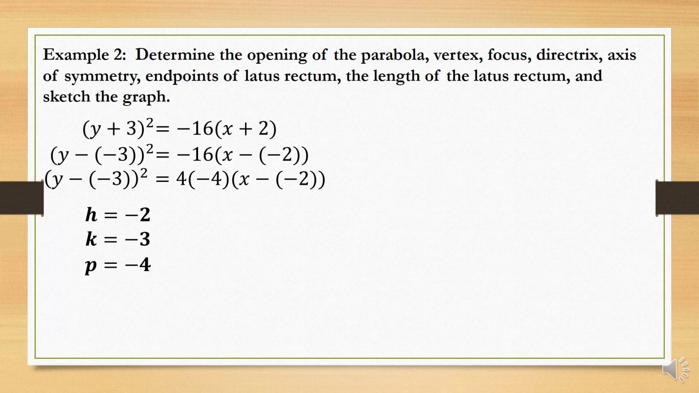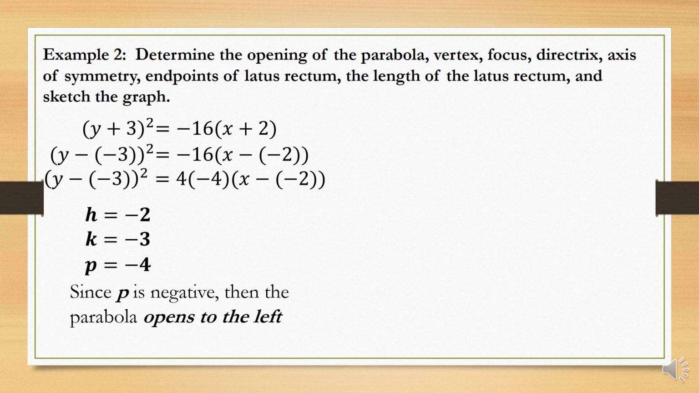Since you already know the values of h, k, and p, do you think ano naman kaya ang opening ng graph ng ating parabola? Tama. Since p is negative, then the parabola opens to the left. Then we're now going to find the vertex. The coordinates of the vertex, we have -2 and -3.